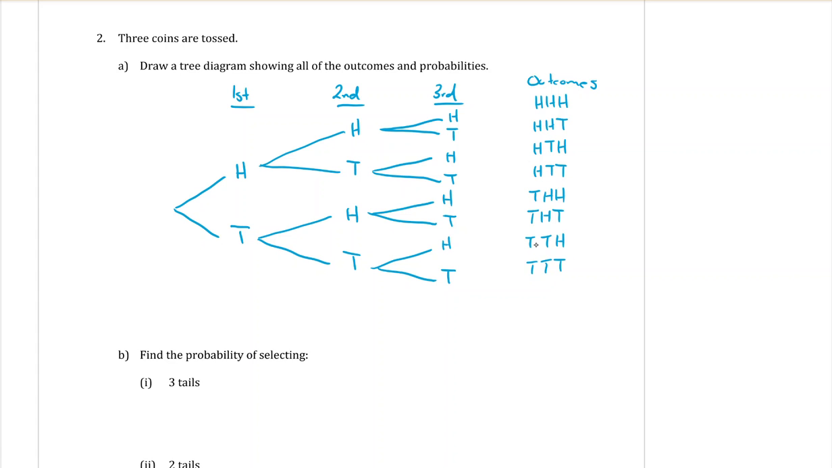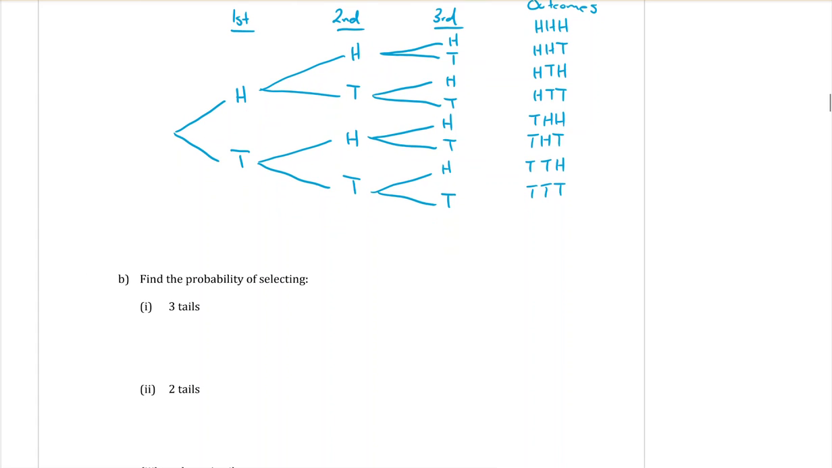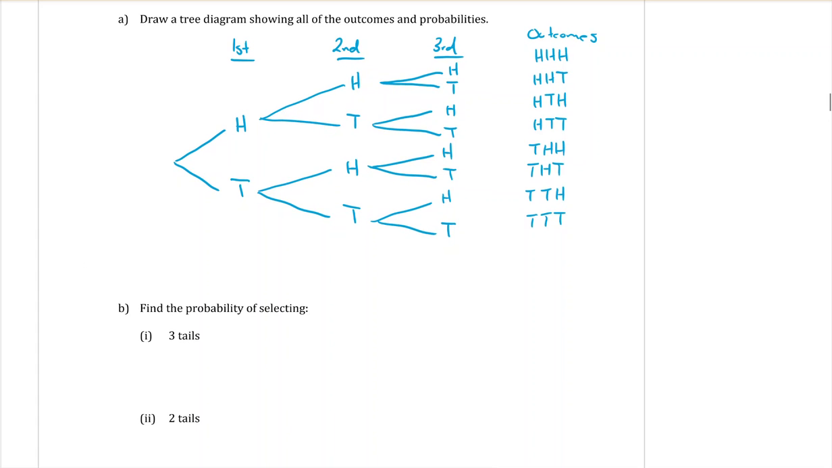Now that we have a nicely drawn tree, we want to find some probabilities. So in part B, find the probability of selecting 3 tails. Now because we've listed our outcomes over here, 3 tails is this one right here, TTT. It only can happen one way, so it is a probability of 1 out of the 8 different outcomes that were possible. Right? 2 tails, looking through for 2 tails would be this one, this one, or this one. There are 3 different outcomes that involve 2 tails because the position of them is not important, but there is 3 of them out of the 8.